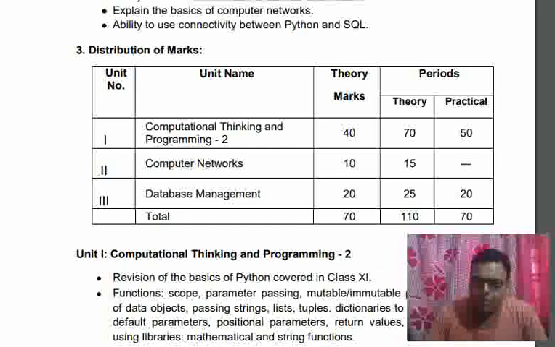Computational thinking and programming part 2, one is completed in 11th class, is 40 marks in your board exam, and 70 periods is for theory and 50 for practical. Computer networks is having 10 marks in your board exam weightage, and 15 periods are allocated, and there is no practical period. And for database management we have 20 marks, 25 theory periods, 20 practical periods. So the total marks sum up to 70 for theory, and 30 marks is for practical.